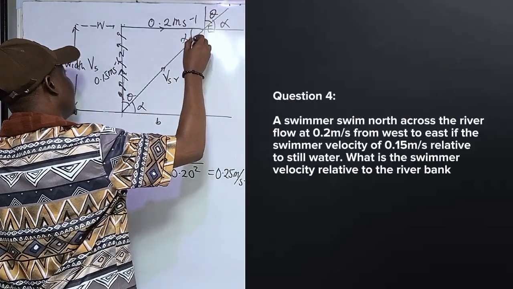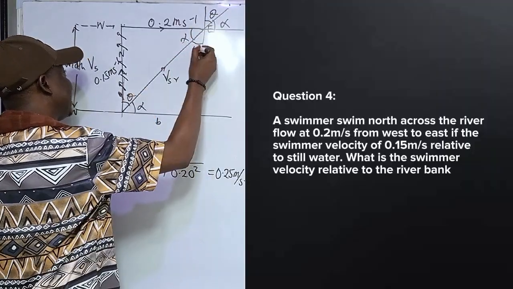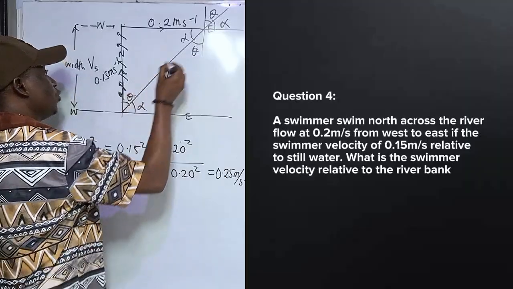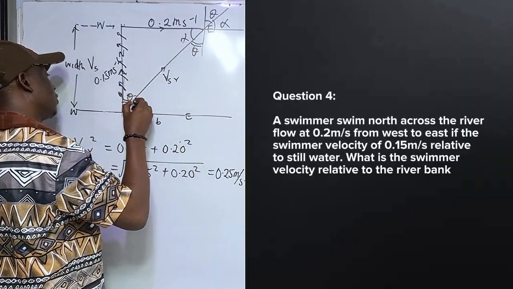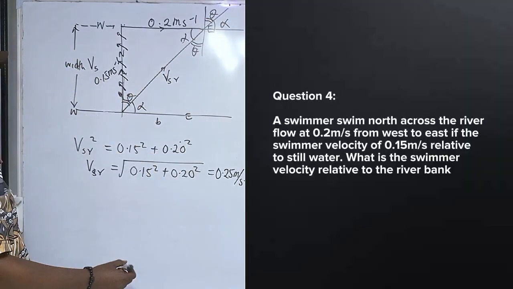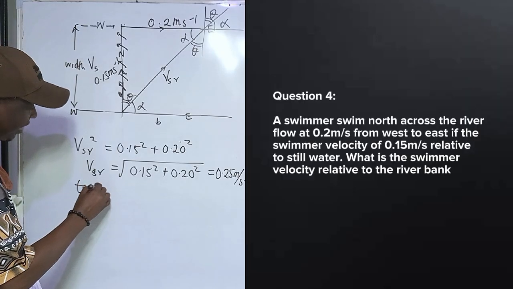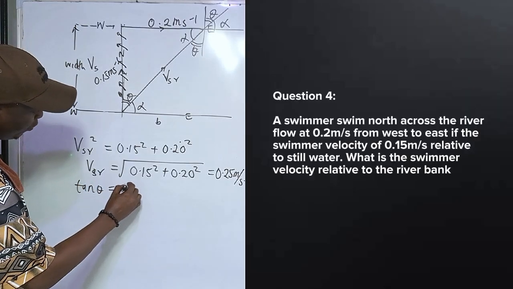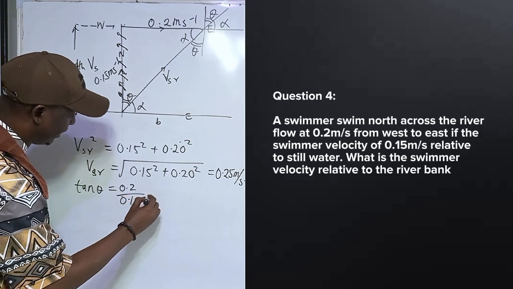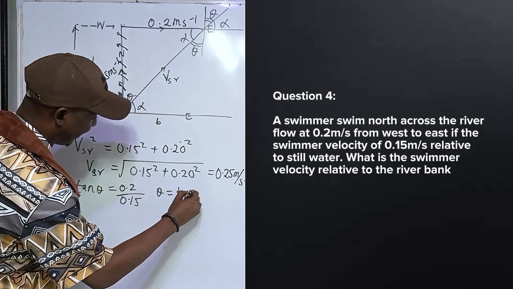Here is theta. Here is also theta. Alternate angles are equal. Then if here is equal to this place, alternate angle, then here will be equal to this place, vertically opposite angle. So if I want to solve for theta, tan theta can be equal to 0.2 divided by 0.5, which is theta equal to tan inverse.